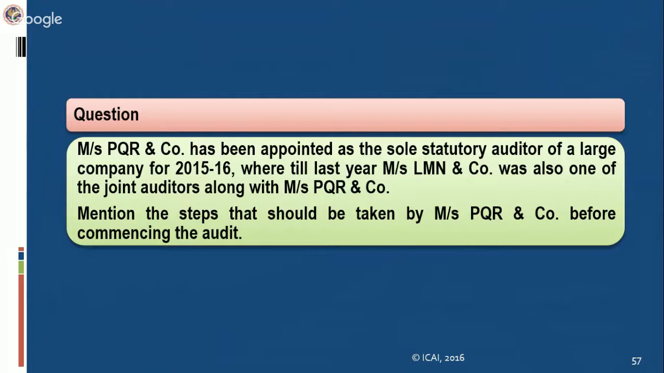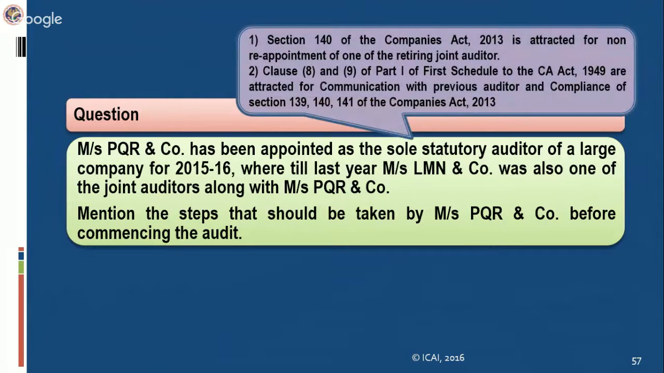Therefore, Section 140 will be attracted here along with Clause 8 of Part 1 of First Schedule, where communication with the previous auditor is required, and then the Clause 9 requirement is also there. Clause 9 is talking about the compliance of Sections 139, 140, 141 of the Companies Act. Here you can see Section 140 of the Companies Act 2013 is attracted for non-reappointment of one of the retiring joint auditors, that is, in the given case, Messrs. LMN & Company, which is not reappointed. Therefore, Section 140 will be attracted here in your answer.